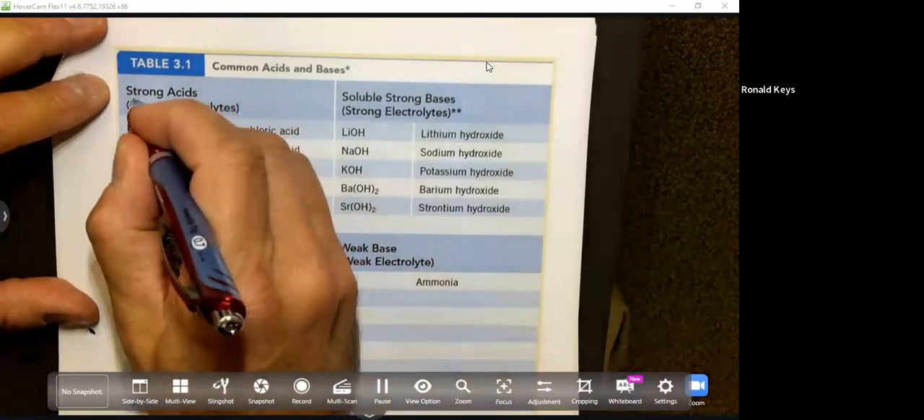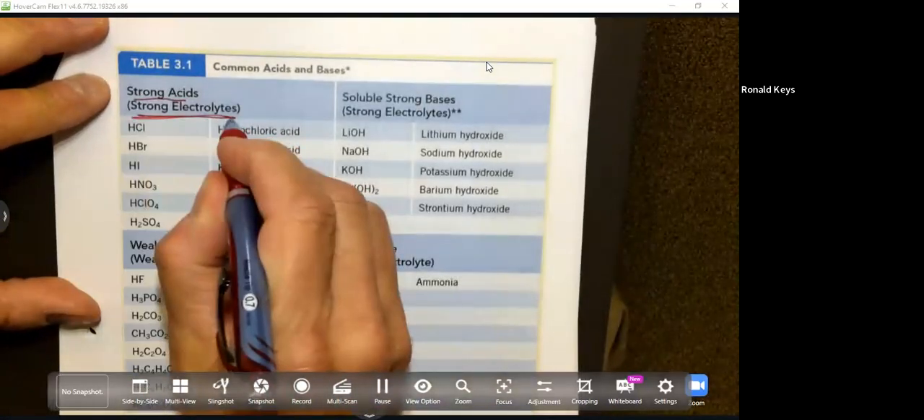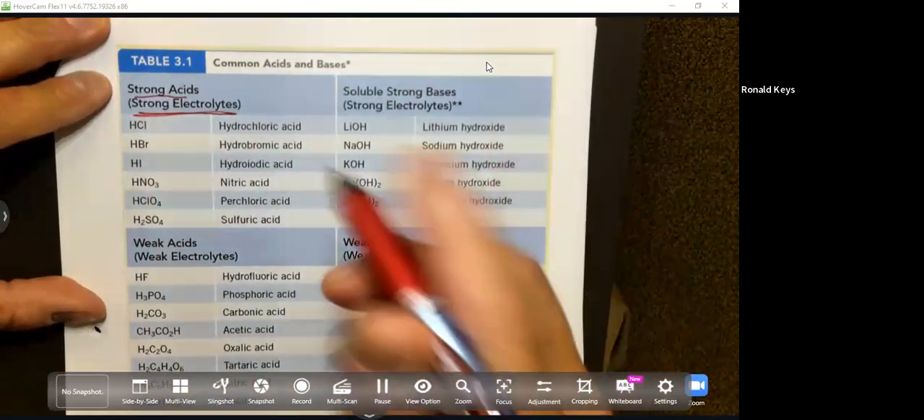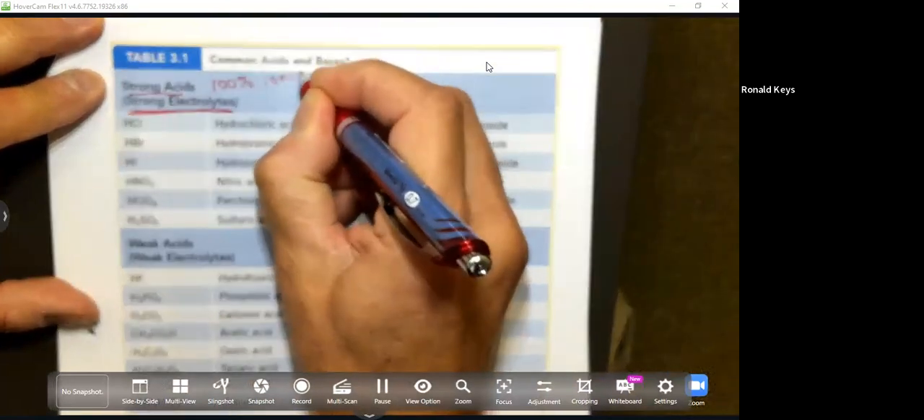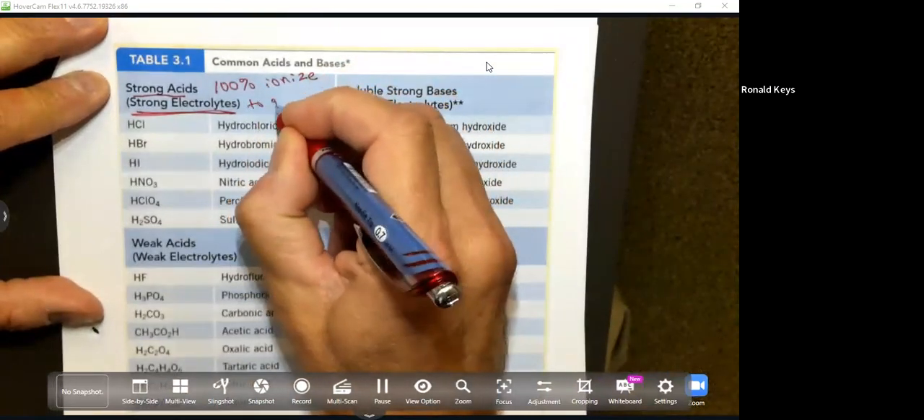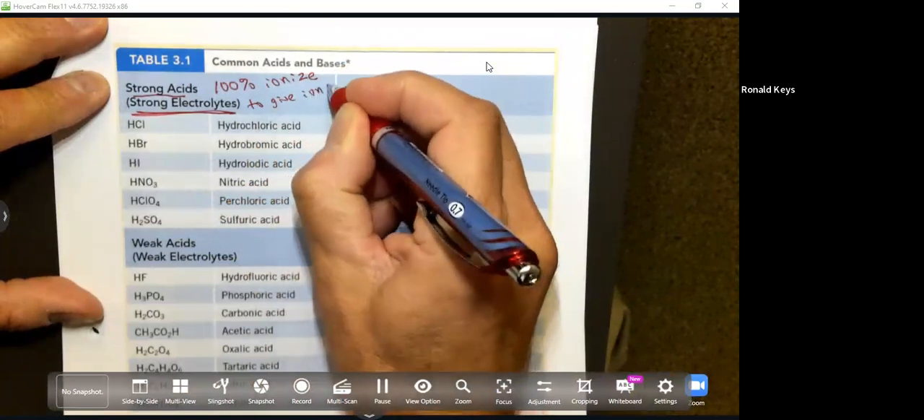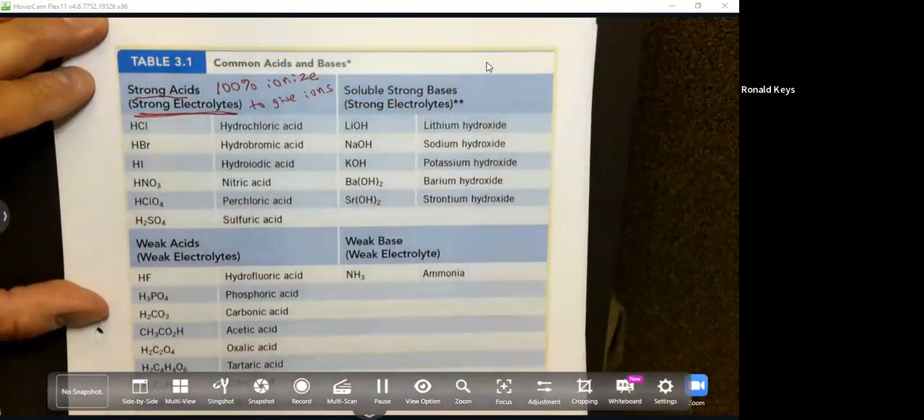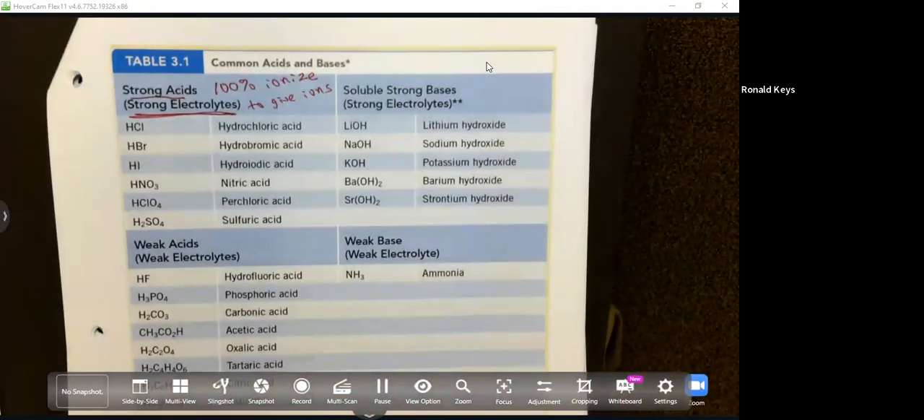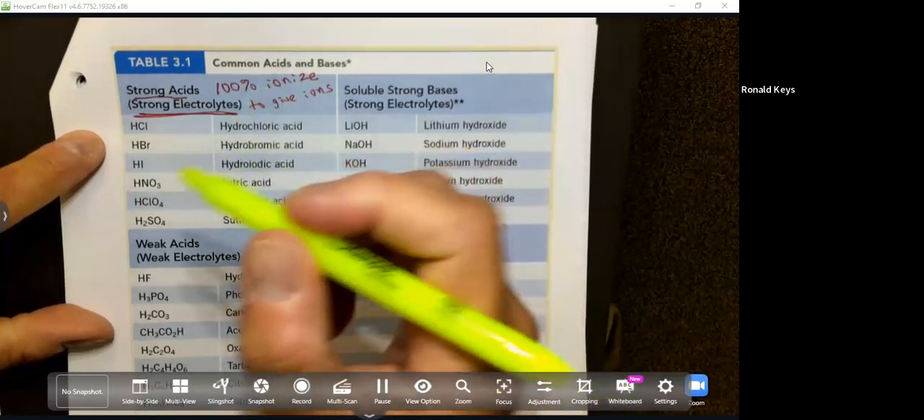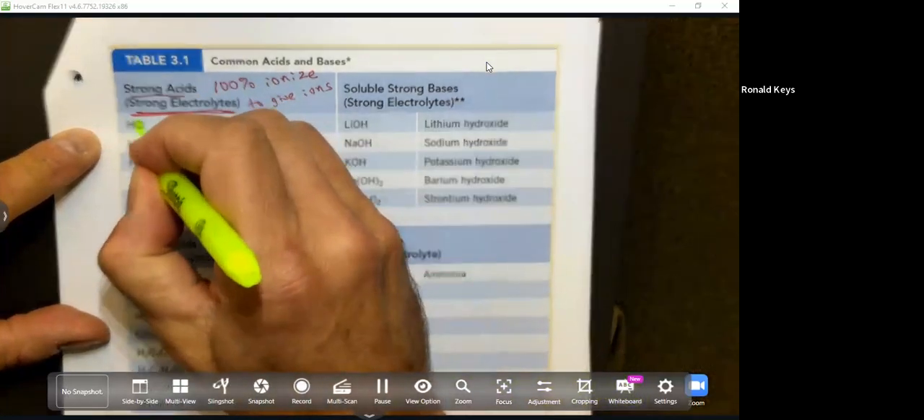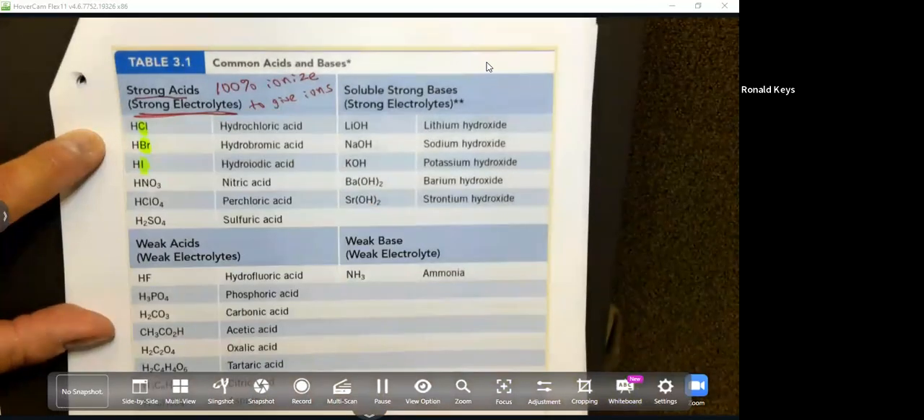All right, strong acids. These are strong electrolytes. So what does that mean? They 100% ionize to give ions. Now, you want to memorize these strong acids. There's not very many. Here's how this can help you. You just got to memorize the Cl, Br, and I for a binary acid.